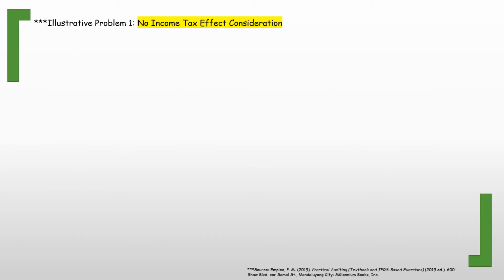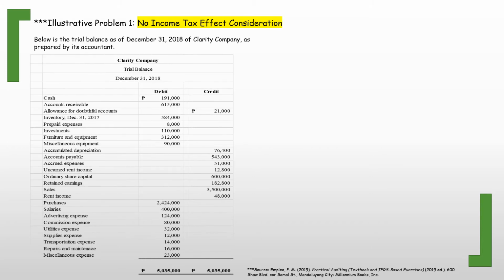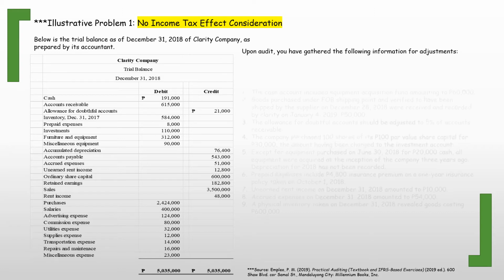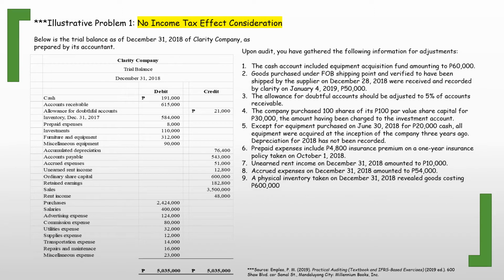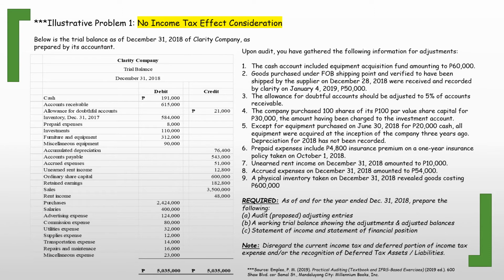Let's have an illustration. This problem has no income tax effect consideration. Below is the trial balance as of December 31, 2018 of Clarity Company as prepared by its accountant. Upon audit, you have gathered the following information for adjustments. Isa-isahin natin yan later. Requirements.